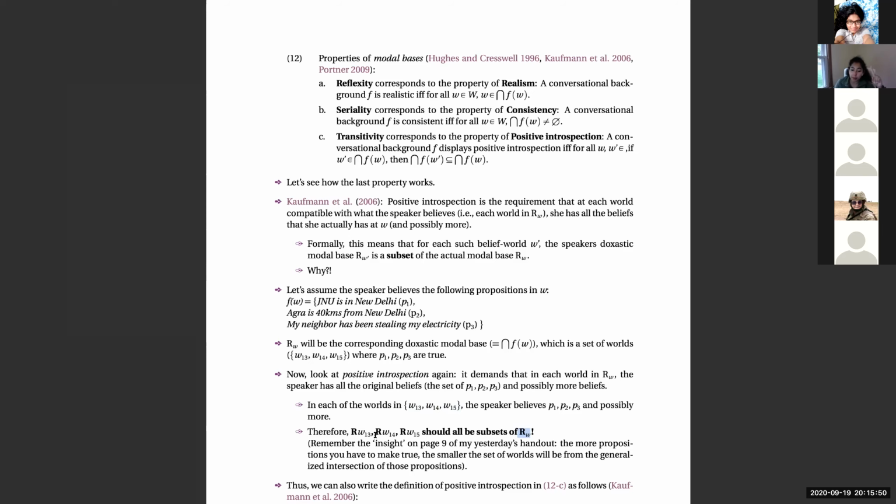Why do they have to be subsets? So think about it this way, FW13 can be bigger than FW. FW14 can be bigger than FW. FW15 can be bigger than FW. So as soon as you have bigger sets of propositions, remember, it's harder and harder to find a set of worlds where all of those propositions are satisfied, right? So if you have more propositions, you will have a smaller set of worlds in the intersection. So if you have more propositions than you originally started with in your world of evaluation, and the set of worlds we got from that, then all of those accessibility relations that you generated from the worlds that you accessed from your original world will have to be subsets.